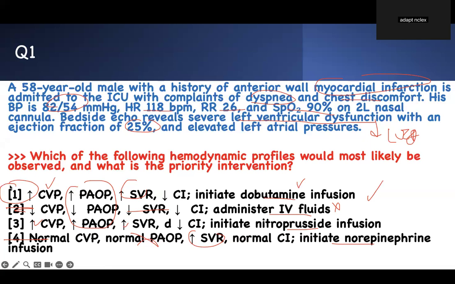This is how you answer these questions. They are long, they are intimidating, but take your time, figure out the buzzwords, put them together, know the condition, make a diagnosis, and treat the patient.